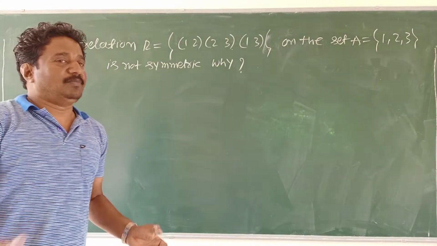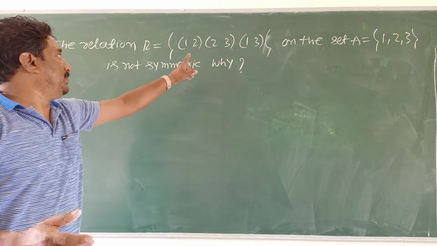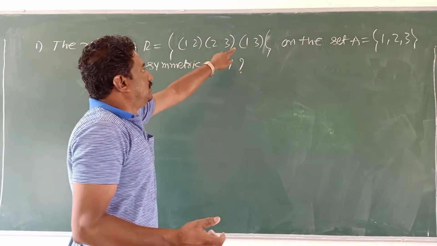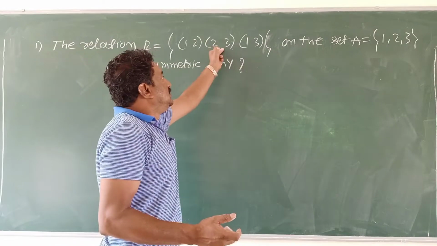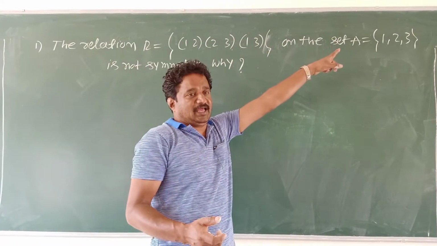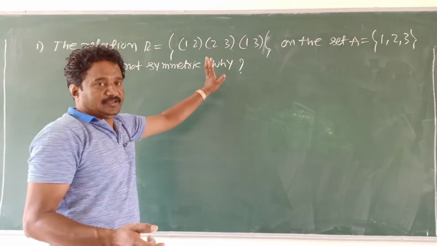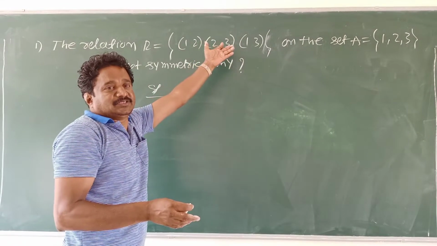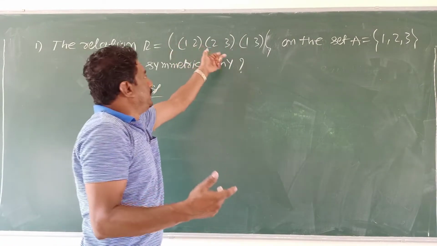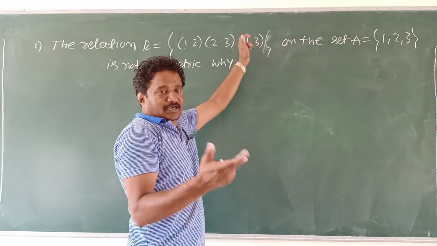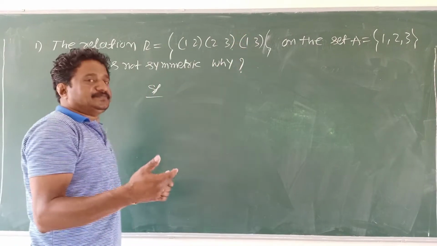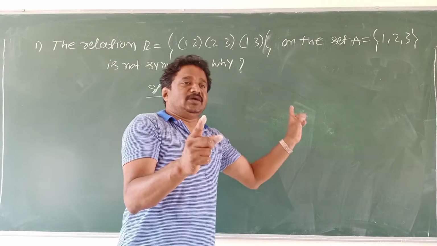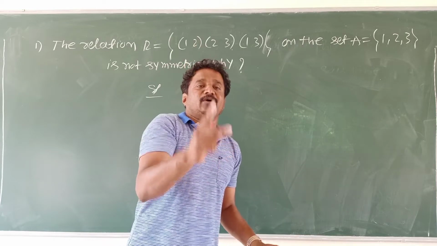I am going to set one more question of this type. Here the question is: the relation R = {(1,2), (2,3), (1,3)} defined on the set A is not symmetric. Why is it not symmetric? Solution. There are so many failed subjects in this: (a,b) is present, but (b,a) is not. It is enough if we write one failed subject.